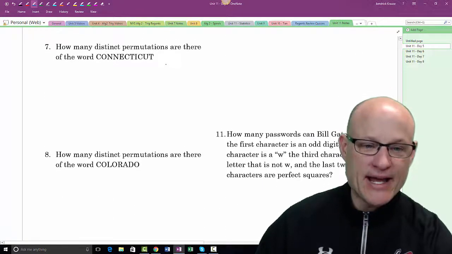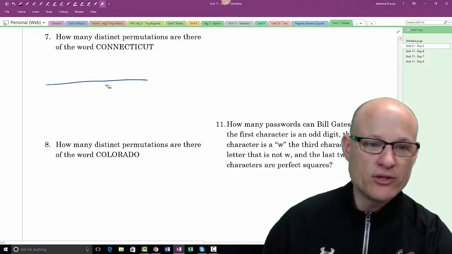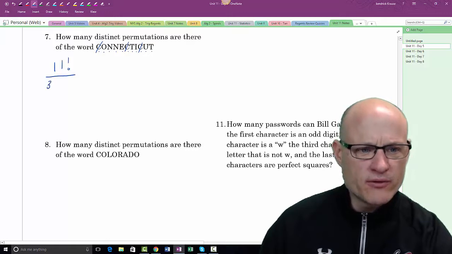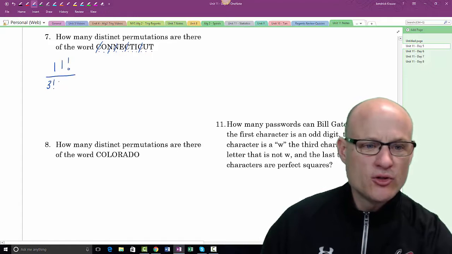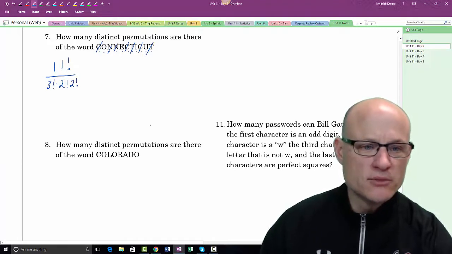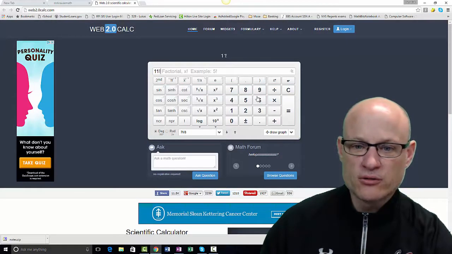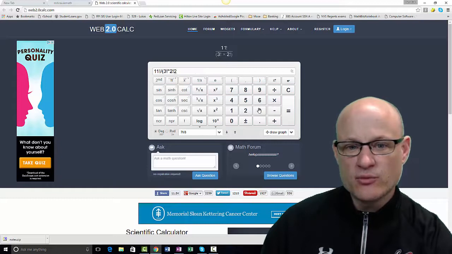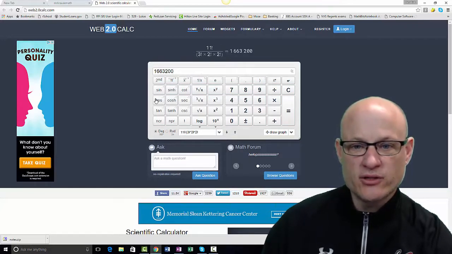Wait. Oh, this is 7. Connecticut. Let's do Connecticut. 1, 2, 3, 4, 5, 6, 7, 8, 9, 10, 11. 11 factorial. All right. There are 1, 2, 3 C's. 3 factorial. 2 N's. 2 factorial. 2 T's. 2 factorial. Let's see. 1 O, 1 E, 1 I, 1 U. All right. So we're going to come over here and clear this out. We're going to go 11 factorial divided by parentheses 3 factorial times 2 factorial times 2 factorial equals 1,663,200.